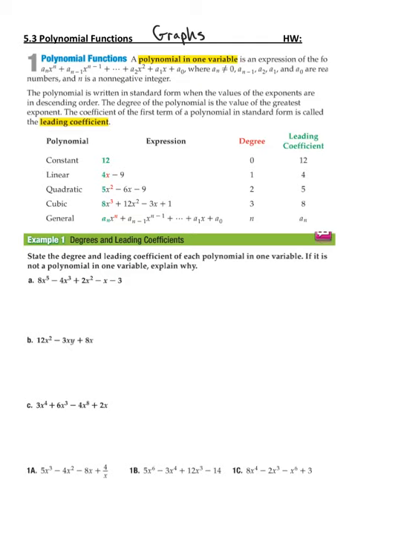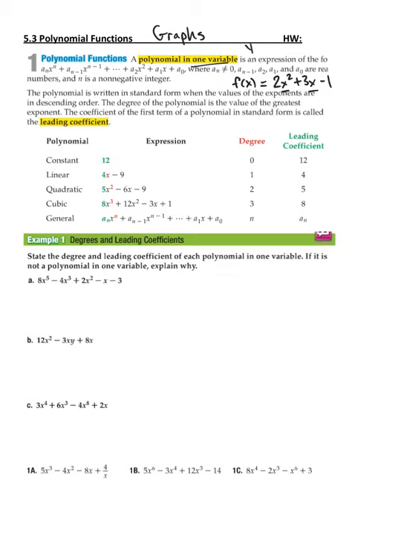Okay, so let's start. Polynomial functions. A polynomial in one variable is an expression of the form a_n x to the power of n. What this is trying to get at is that we're very familiar with a quadratic function. Let's go 2x squared plus 3x minus 1. That is a quadratic function. Polynomials in one variable just means they have one single variable, x.